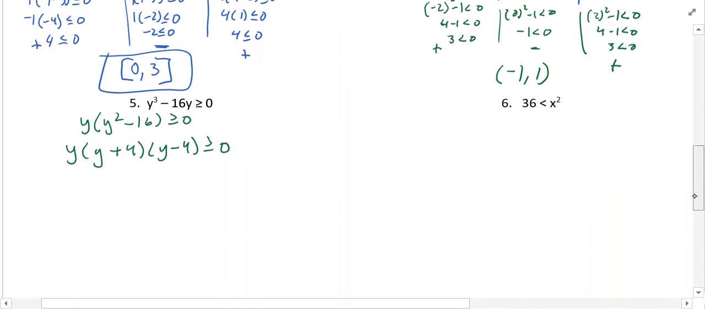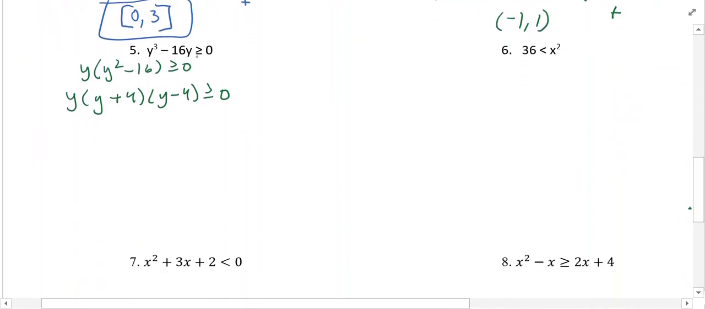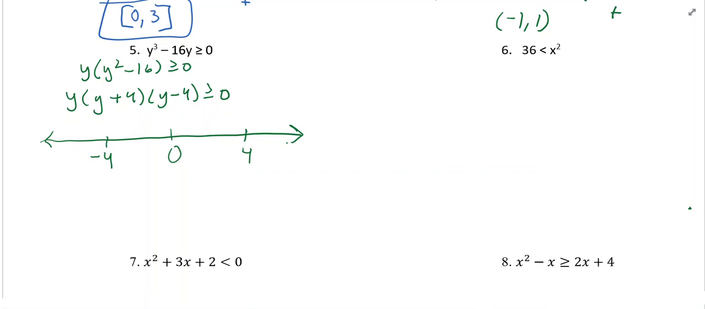On number 5 here, you had to start by factoring the GCF, which was y. Then, if you noticed, y squared minus 16 is a difference of squares, so you had to factor again. In this case, you have 3 roots: y equals 0, y plus 4, and y minus 4. When you solve those, you get 0, negative 4, and 4. If we plot those, now we have more ranges we need to test. We have negative 4 as a root, 0, since y is on the outside here, and positive 4. Just like we've been doing, the only difference is you have more ranges to test.